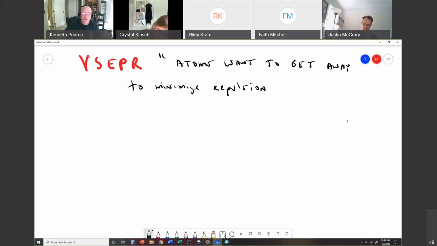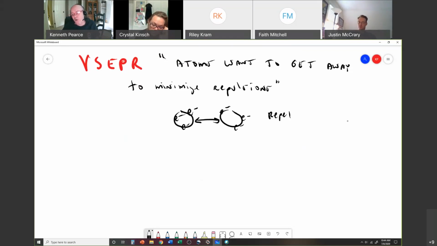That's what VSEPR does. You're trying to minimize repulsions. And you may just say to yourself, well, what the heck does that mean? Well, what's on the outside of atoms? Electrons. Electrons are on the outside of atoms. And what are electrons? They're negatively charged. So if you take any atom and put it next to any atom, they're going to see these electrons on the outside, and they're going to want to get away from each other. They're going to want to push away from each other because like charges repel. Okay, so they're going to repel in general. If they're not bonded, they're going to want to get away from each other.